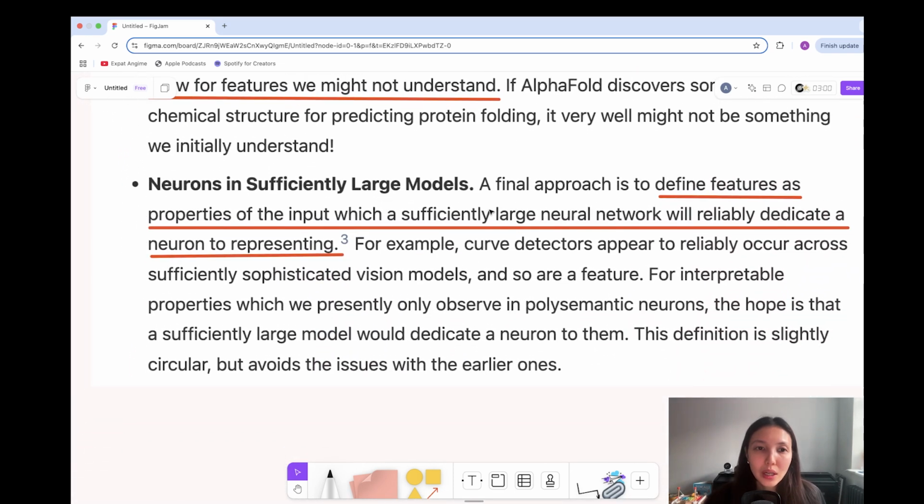So a good definition that the authors propose is to define features as properties of the input which a sufficiently large neural network will reliably dedicate a neuron to representing, meaning that a neural network is limited by the number of neurons it has, and the number of features might be larger than this number of neurons. Therefore, we observe things like polysemantic neurons, and theoretically, there exists a larger neural network that might assign a separate neuron to each feature.